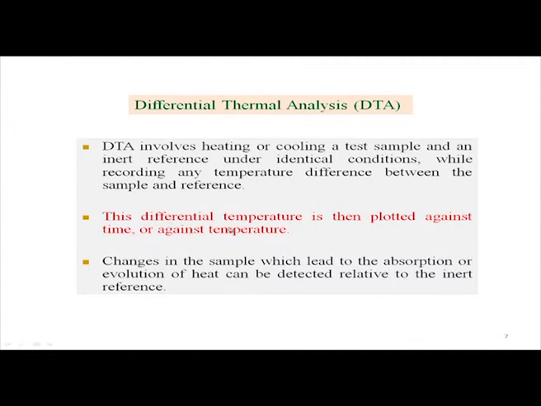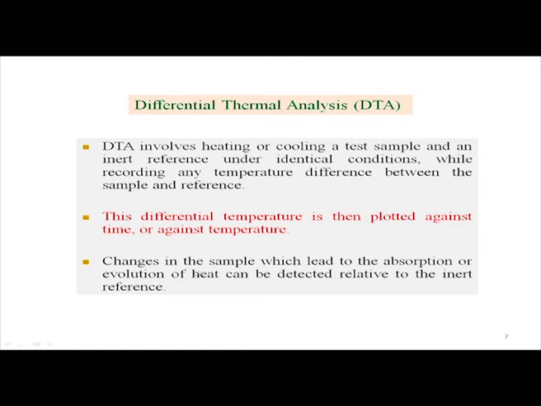Now, this temperature we call this differential temperature when we keep sample and reference in the furnace, which is different from your differential TG plot. So, this differential in temperature is then plotted against the time or against the temperature, because in the DTG plot we are talking in terms of the corresponding mass loss, but here we will be talking in terms of the corresponding difference in temperature between the sample and the reference.